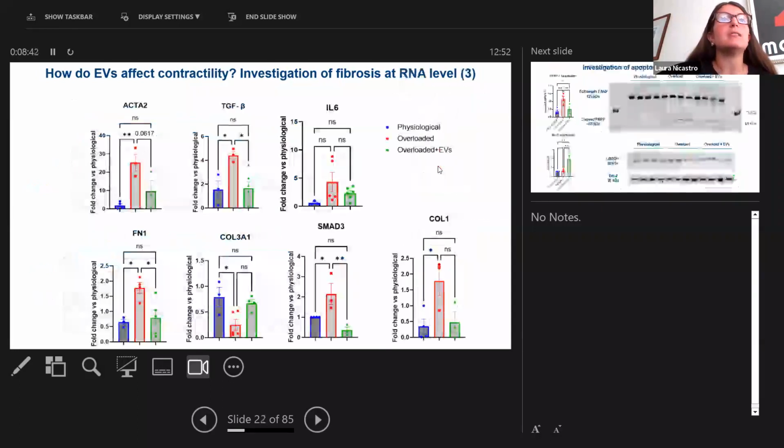But then when we looked at the gene level, we did see that there is an activation of the fibrosis process between physiological and overloaded slices when screening for all these profibrotic markers. And in many of the cases, like for example in the case of TGF-beta, fibronectin, and SMAD3, EVs were able to reduce some of the expression of some of these genes. So they probably partially affect fibrosis, the EVs.